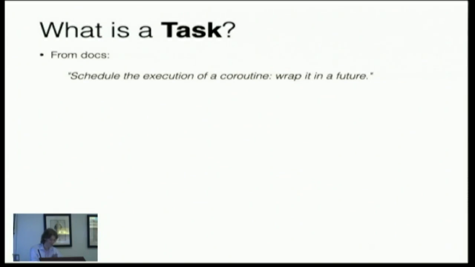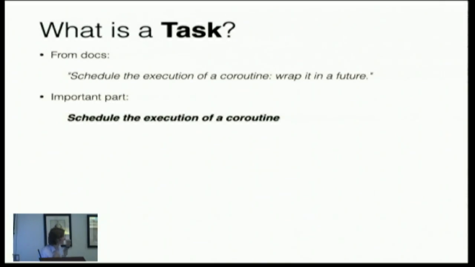Okay, now tasks. From the docs, schedule the execution of a coroutine, wrap in a future. And so this is one of those cases. What's it in this case? Is it the coroutine? Is it the result of the coroutine after it's done? I'm not sure what it means, but the important part here is actually schedule the execution of a coroutine. If you create a task with the loop, that loop actually gets the coroutine, schedules it, and it'll run eventually.